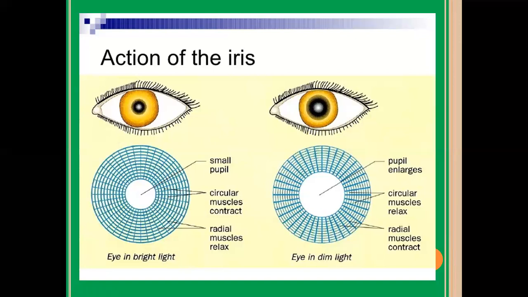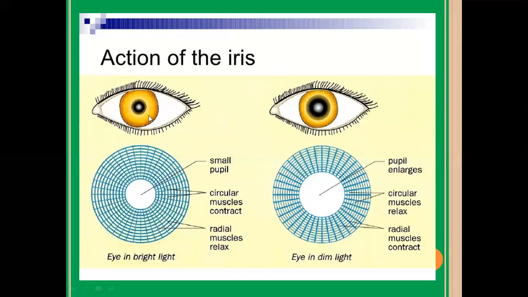Light passes to the pupil, and at that time the size of the pupil is adjusted by the muscles of the iris. Now here are two cases. In this one, you can see the pupil constricts, and in this one the pupil dilates.